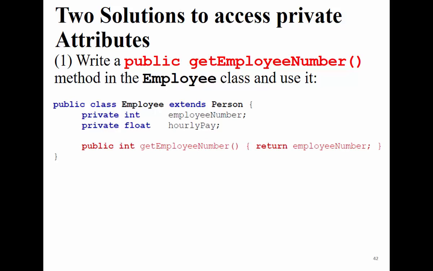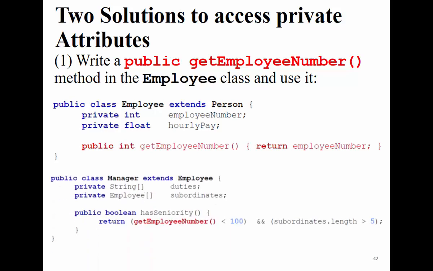Now, this public get employee number is open and accessible by the client and also is accessible by subclasses. Okay? And manager is one of the subclasses. Then we can revise our code inside the manager class and we can say get employee number, and this will retain the employee number. In this way, we can access the private field.